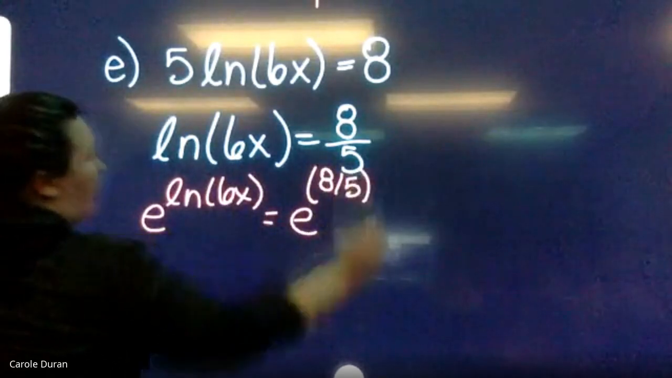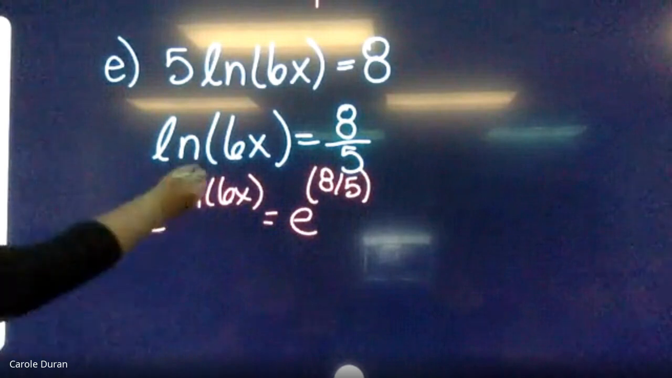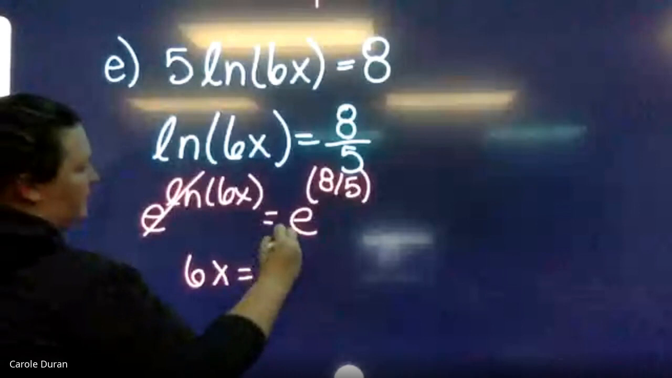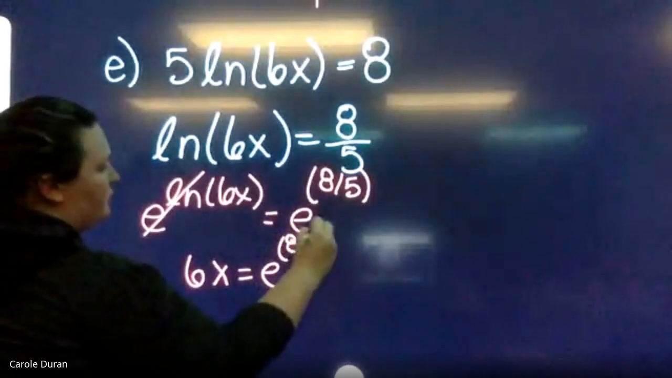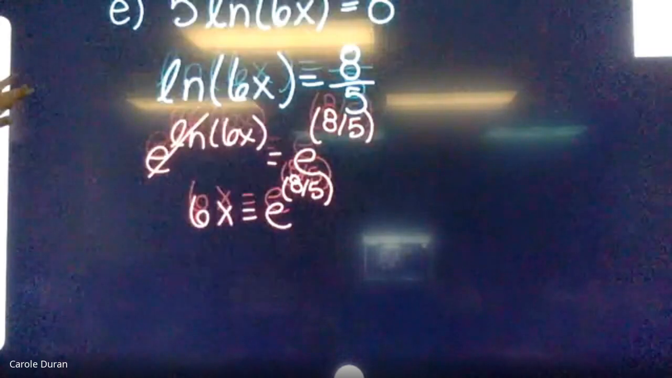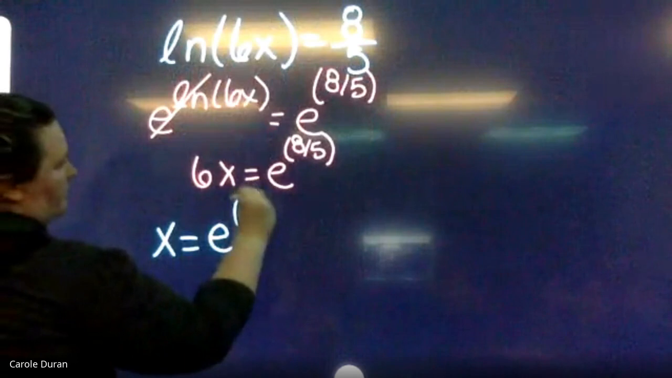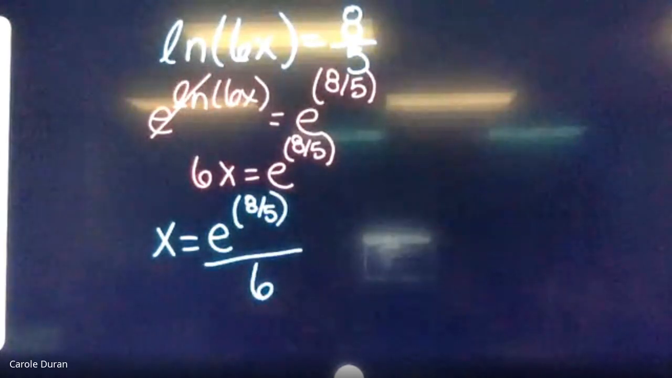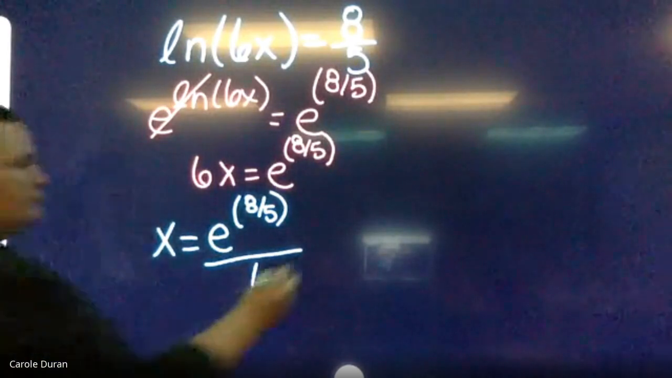E and the natural log here cancel, and I get 6x equals e to the 8 over 5. And then to get x by itself, I'll just divide each side by 6. And I can put that into my calculator. And when you do, you should get 0.8255.